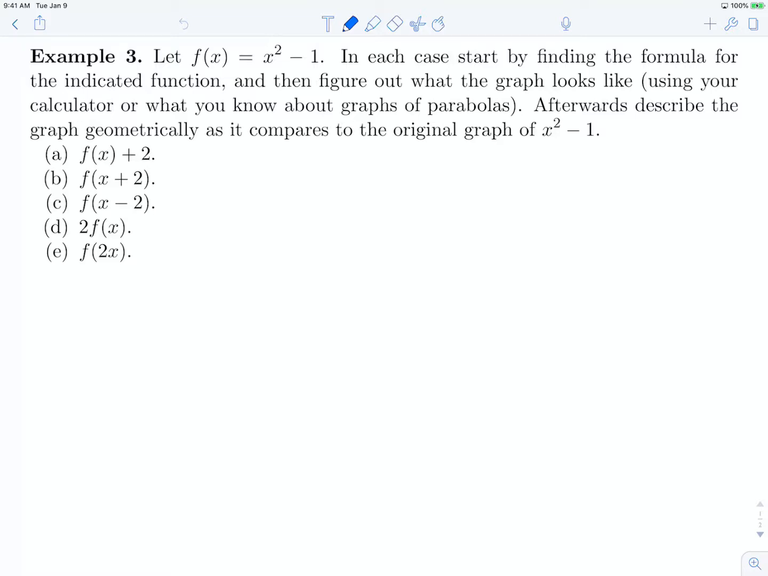In this video, I'm going to look at example 3 in section 1.8. Let me start by reading it just like usual. Let f of x equal x squared minus 1. In each case, start by finding the formula for the indicated function and then figure out what the graph looks like using your calculator or what you know about graphs of parabolas. Afterwards, describe the graph geometrically as it compares to the original graph of x squared minus 1.